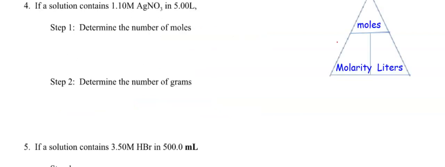Okay, number 4. It says if a solution contains 1.10 molarity silver nitrate, remember that capital M is molarity, and I have 5.00 liters again, all right? I have to determine the number of moles. Now, am I given grams? No, I'm not. So I can't use the periodic table to figure out the moles like I did in problems 2 and 3. There has to be another way to determine moles. The moles are on top of the mountain. All right, we can use that.